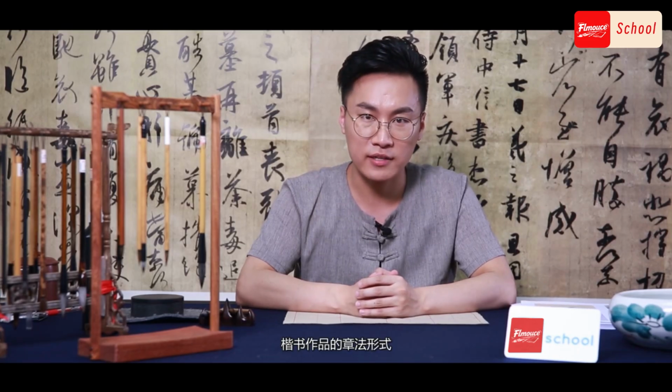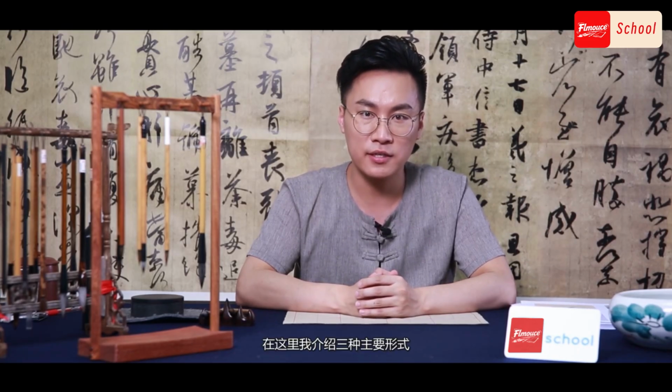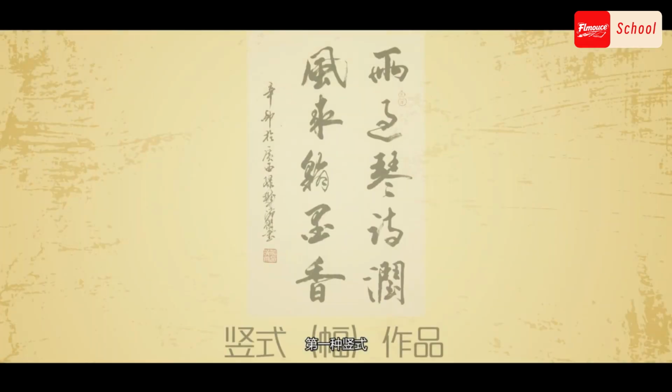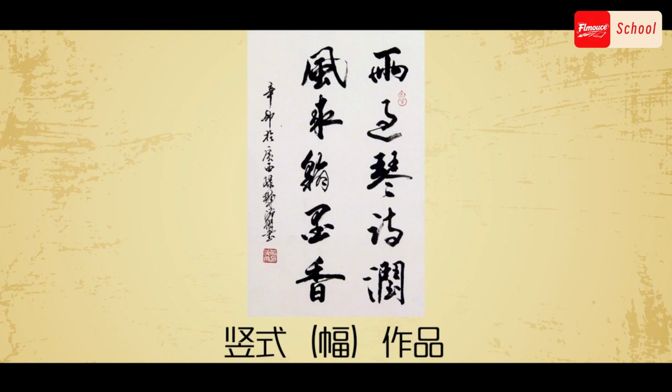The layout of regular script is not complicated. Here I introduce three main forms. The first is vertical, also called a vertical scroll. In the layout of vertical regular script, the character spacing and line spacing are mostly equal, but there are also cases where the line spacing is larger. It is written from top to bottom and from right to left.